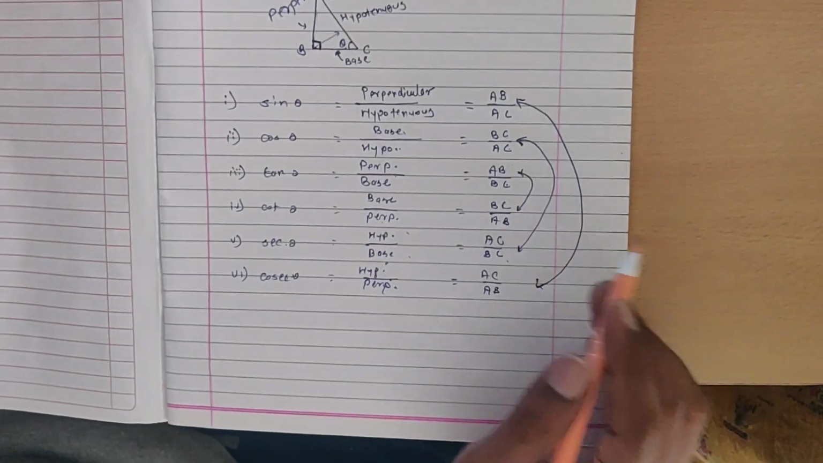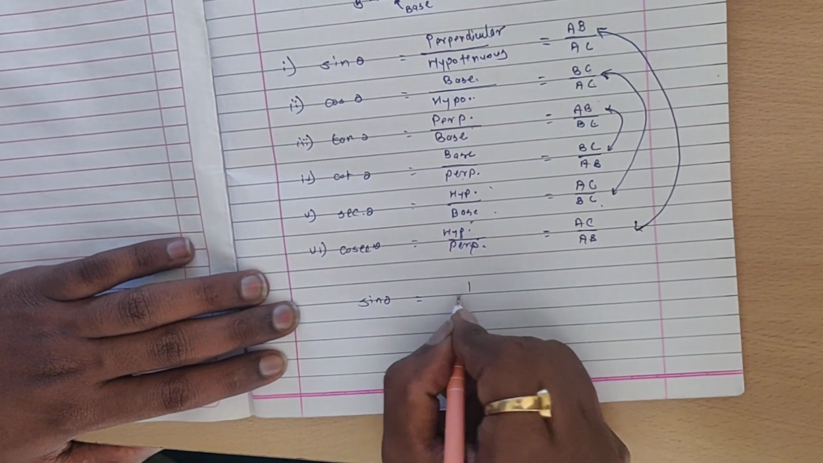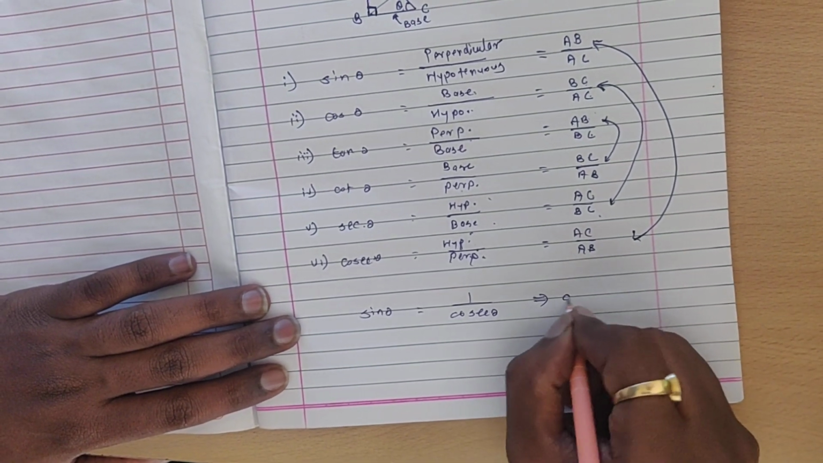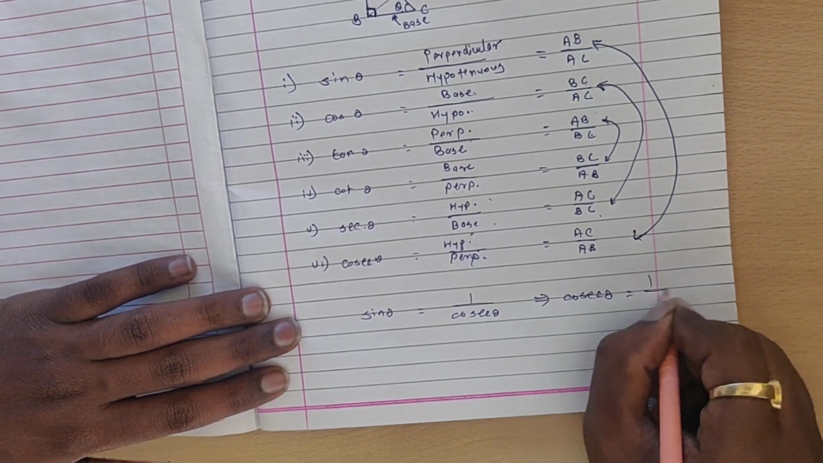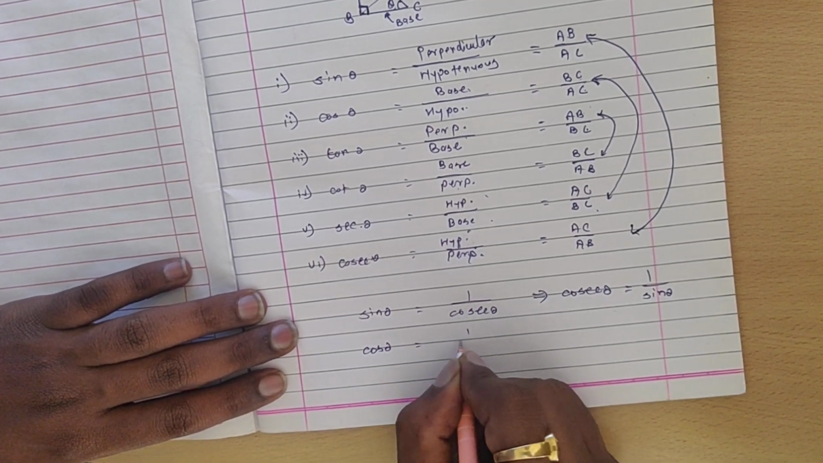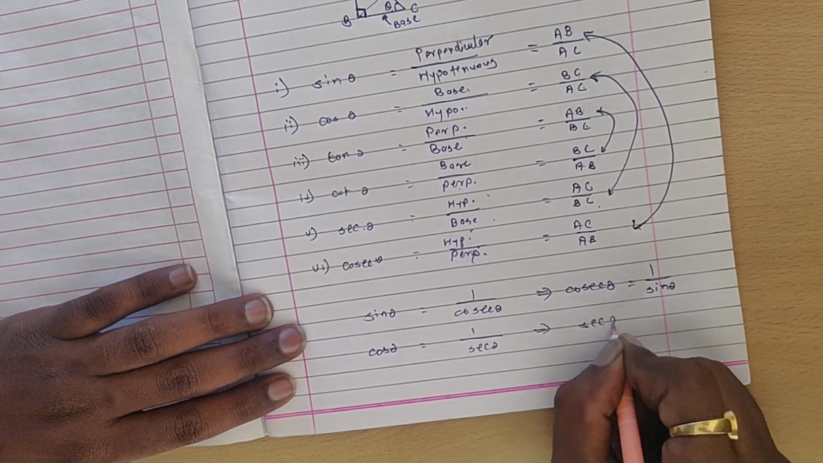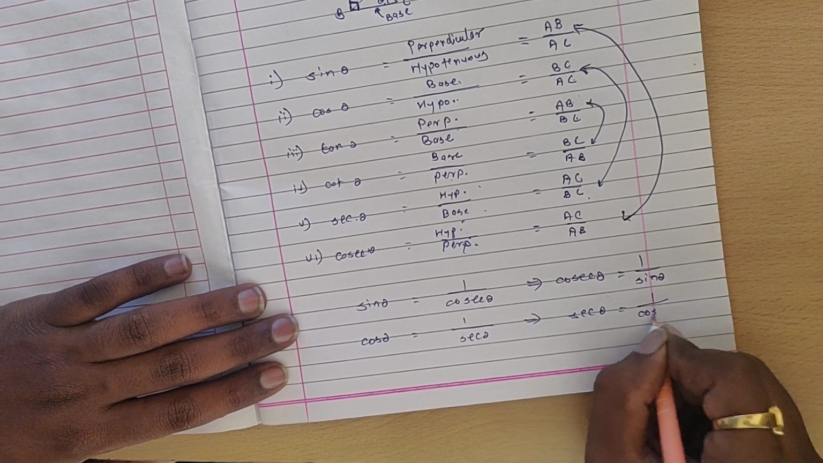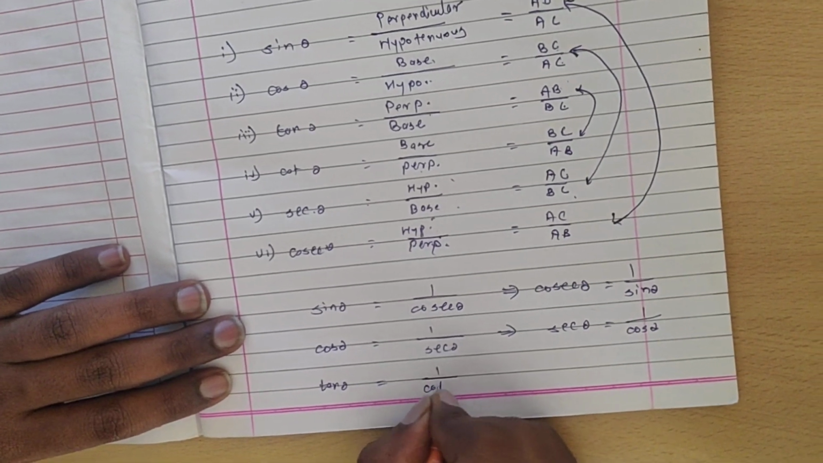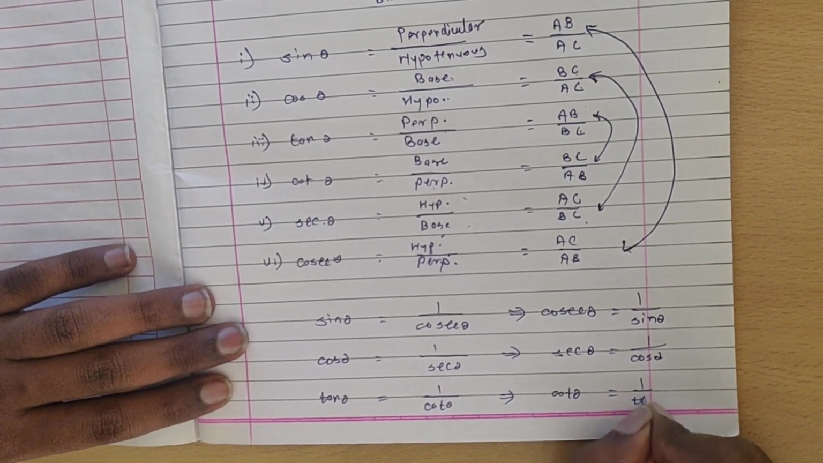So from this we can draw a conclusion that sine of theta is 1 upon cosec theta, because they are opposite. This also means that cosec theta is 1 upon sine theta. In the same way, cos of theta is 1 upon sec theta. This also means that sec theta is equal to 1 upon cos theta, and tan of theta is equal to 1 upon cot of theta, which also means that cot of theta is equal to 1 upon tan theta.